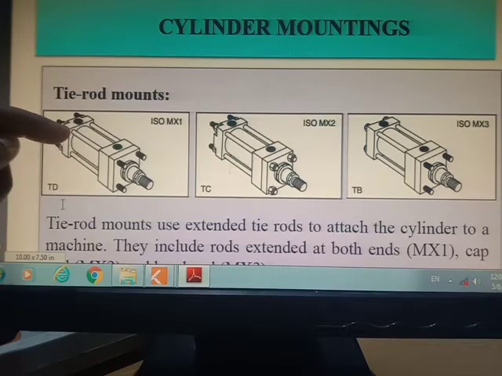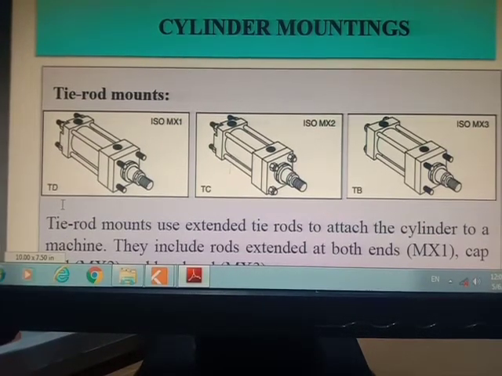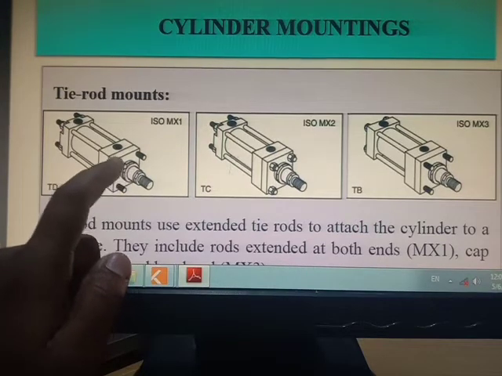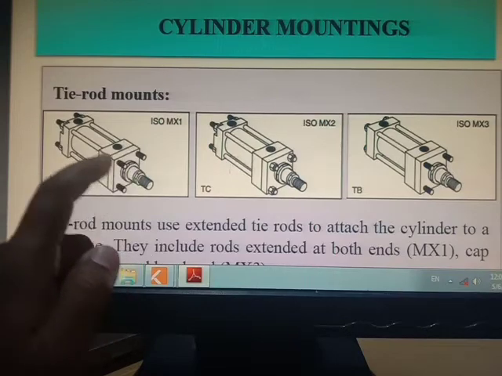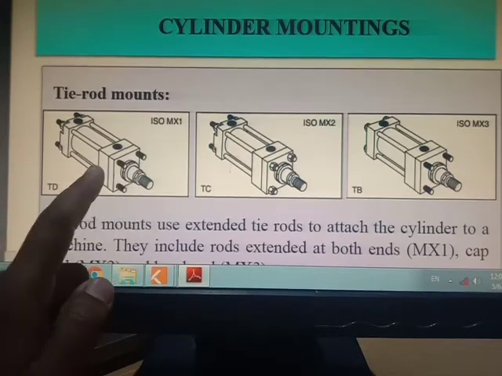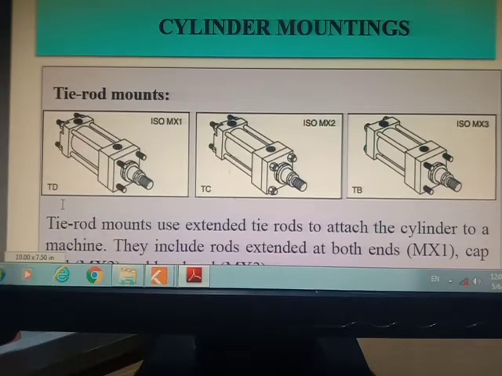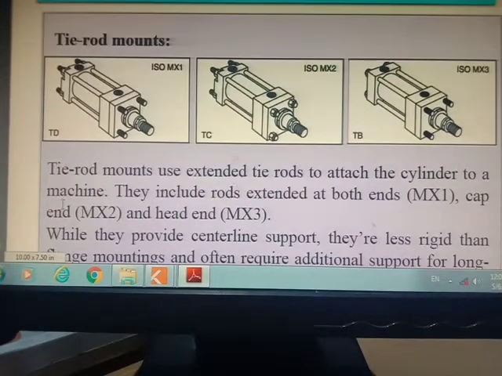These tie rods are extended to attach the cylinder to the machine. Here you can see the tie rods are extended from this side. With the help of these tie rods, this cylinder can be mounted to different locations or different parts of the machine. Here the tie rods are provided, and different arrangements of the tie rods are shown. Alright. So what are the arrangements?